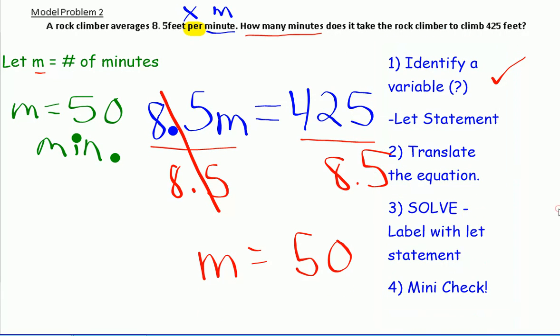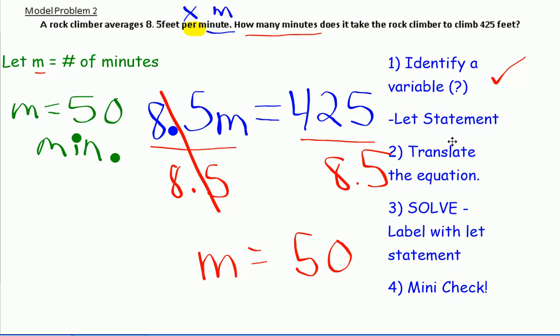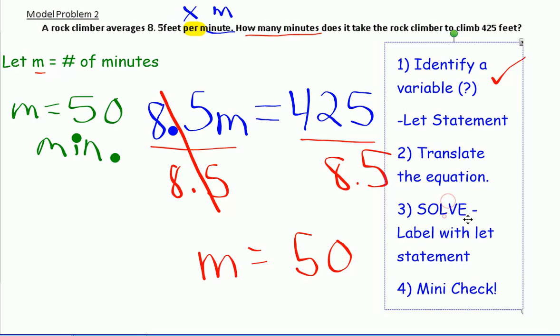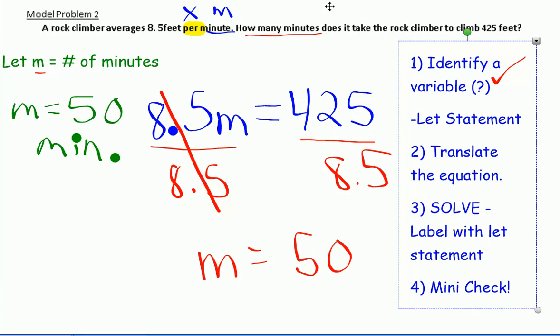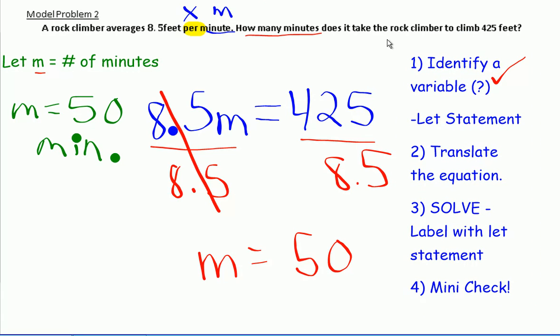Here we go, that's better. All right, so step 1, identify my variable. Step 2, I wrote my let statement, which refers to what I'm doing, right? Then I translated my equation. I solved it. I went back and I labeled my answer with my let statement, and now I'm going to do my mini check. Let's see if my answer makes sense.